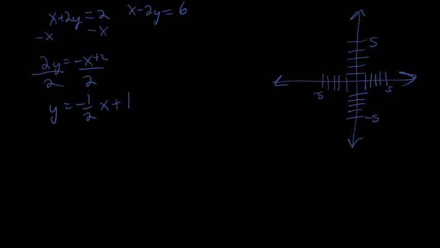Next, I have x minus 2y equals 6. So I'm going to take away x from both sides. So I get negative 2y equals negative x plus 6. I divide both sides by negative 2. I get y equals 1/2 x minus 3. Then I can go ahead and graph these lines.